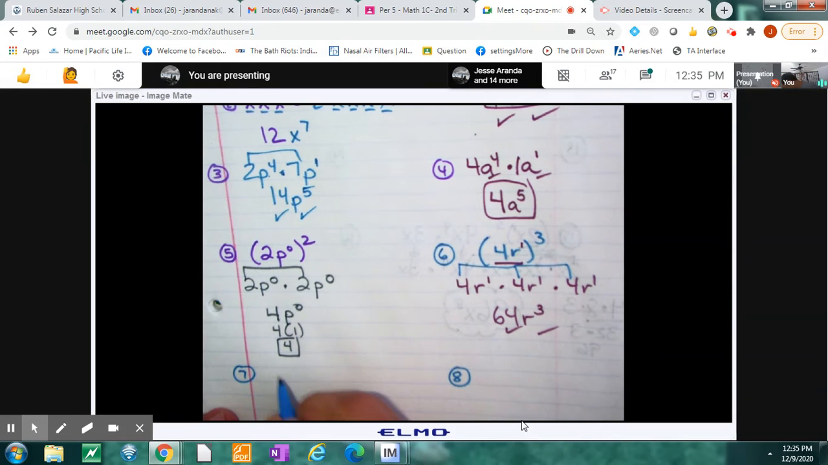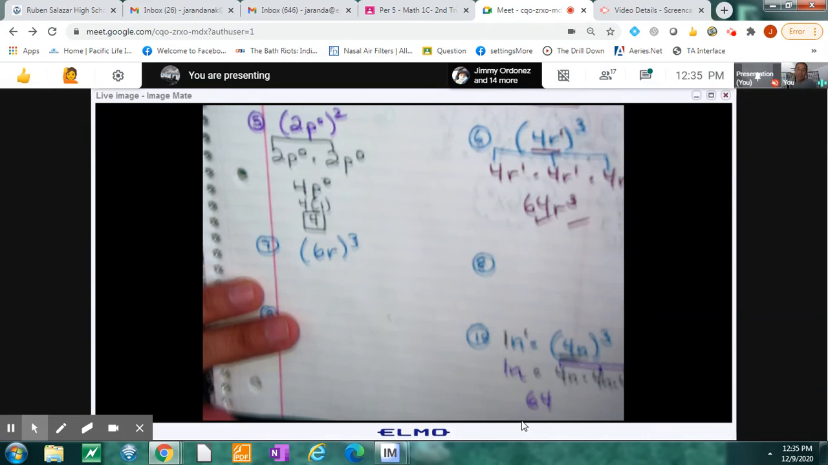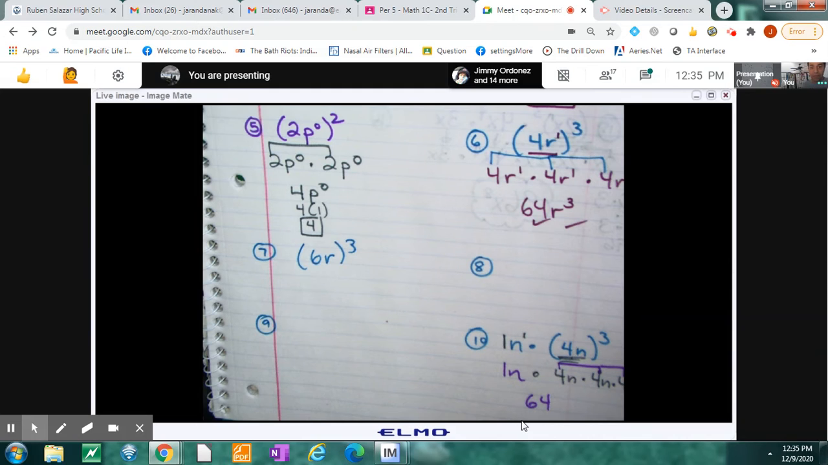So here we go. Another one. 6r raised to the 3rd. All right? So that means whatever's in parentheses, you're going to multiply it by itself 3 times. Here we go. Ready?